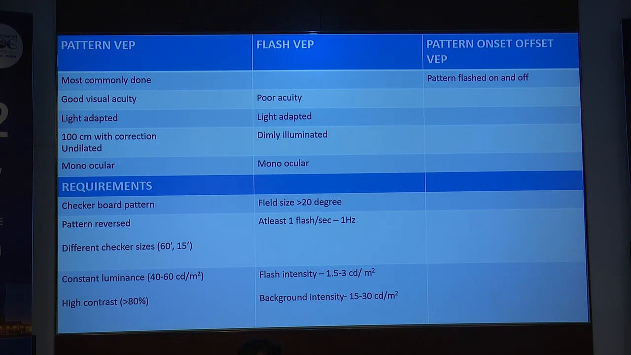For pattern VEP, the requirements: we require a checkerboard pattern. Here the pattern is reversed and we have different check sizes, 60 minutes or 1 degree and 15 minutes. The luminance has to be constant and the contrast needs to be high. In flash VEP, it should correspond to a field size of 20 degrees and at least one flash per second, that is 1 hertz. Flash intensity is low, 1.5 to 3 candela per meter square, and the background intensity is also 15 to 30 candela per meter square.